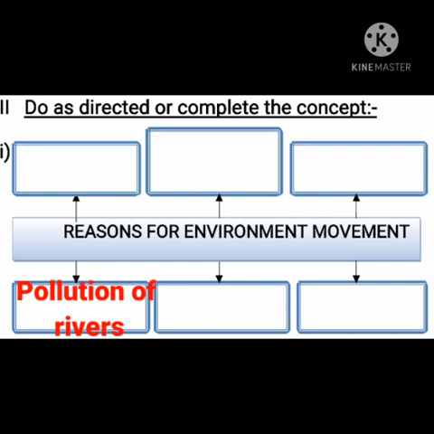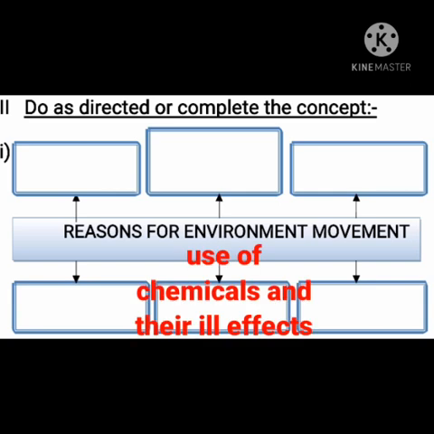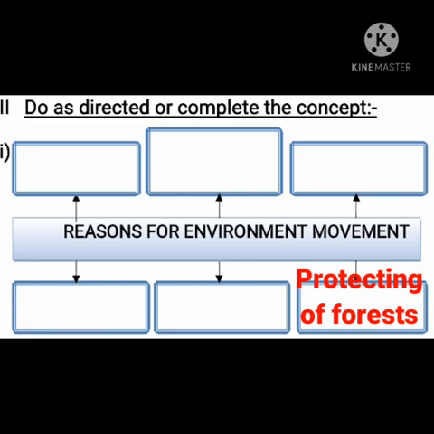Now in the fourth box, write down pollution of rivers. We need to stop polluting rivers. So movements take place to stop the pollution of rivers. Now in the next box write down use of chemicals and their ill effects. Use of chemical pesticides affects our health and environment. So we need to do movements for protecting the environment. That's why use of chemicals should be banned. And the last one, write down protecting of forest. We need to protect the forest.